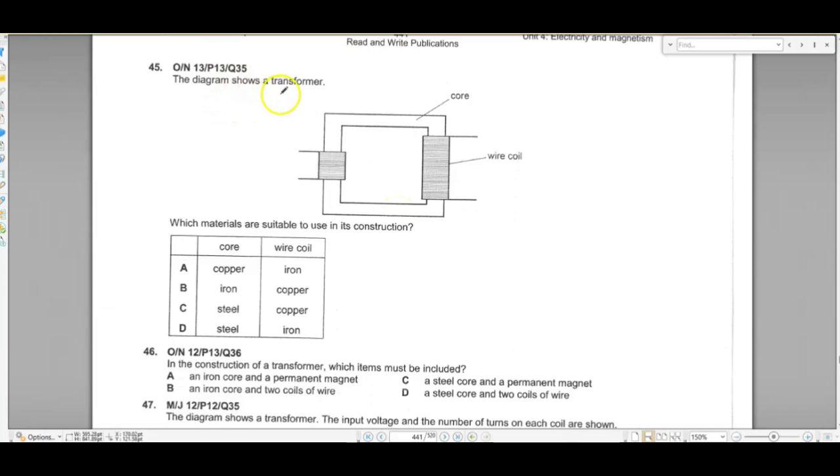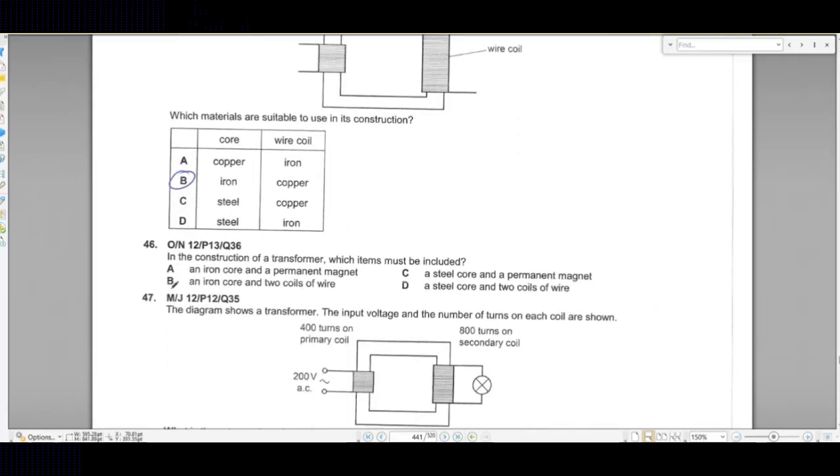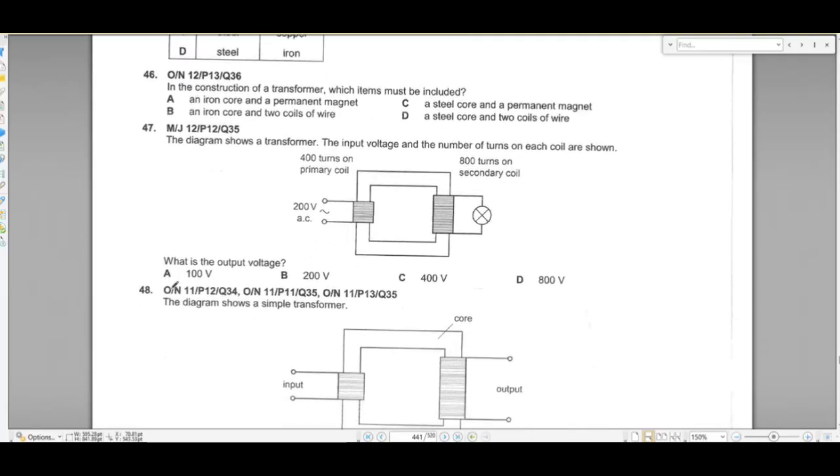Question number 46. The diagram shows a transformer. Which materials are suitable to use in its construction? The core has to be soft iron and the coil has to be copper. So B is going to be the correct option.